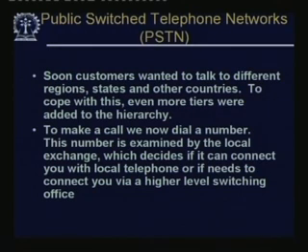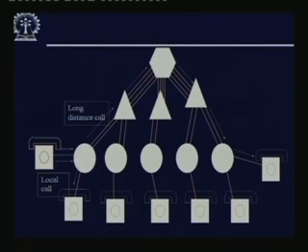To make a call, we now dial a number. This number is examined by the local exchange, which decides if it can connect you with a local telephone or if it needs to connect you via a higher level switching office. So, this is the public switched telephone network that we have today, namely PSTN. So, this is a diagram showing something. Of course, this diagram does not show all.